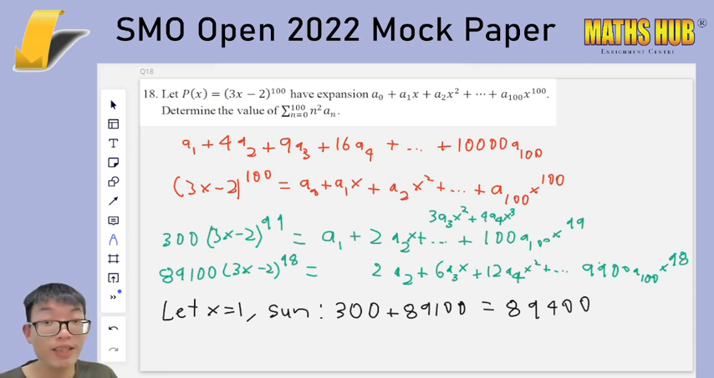But you see that it just lines up perfectly, right? You get a1, you get 4a2, 9a3, 16a4, and all the way to the end with this 10,000a100.